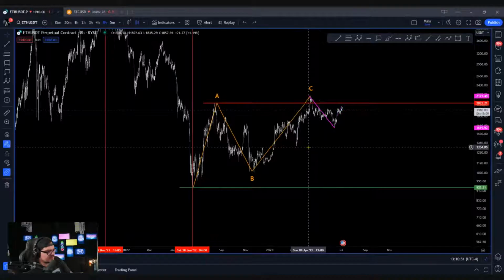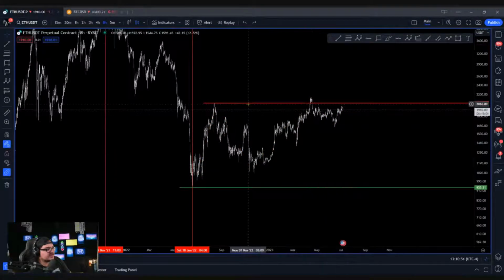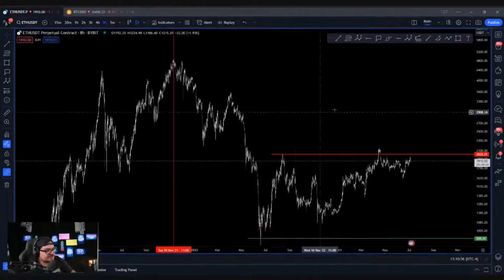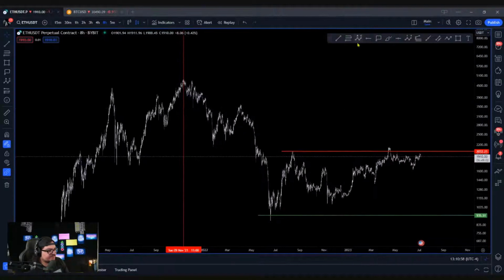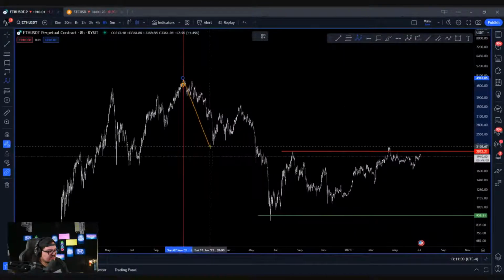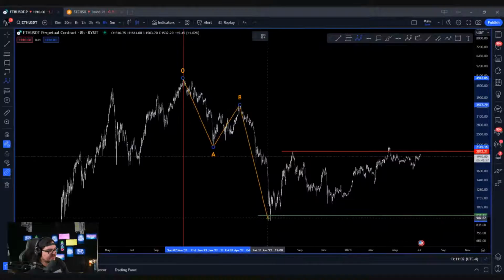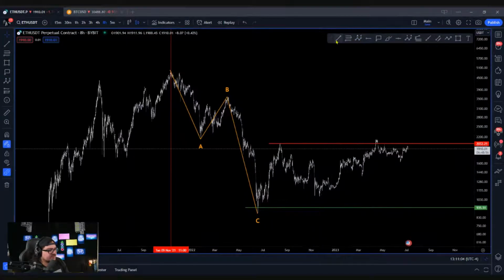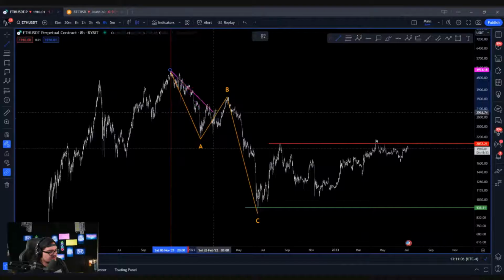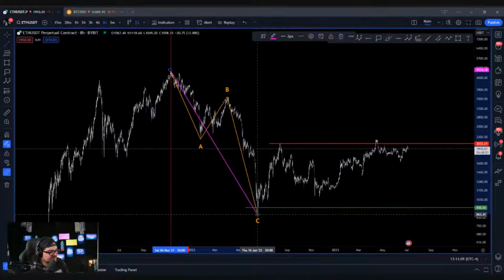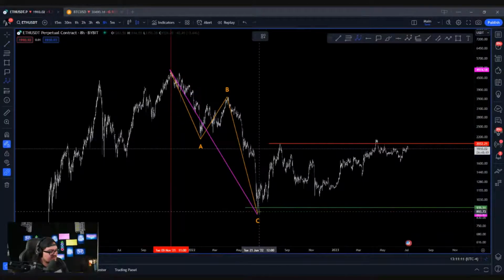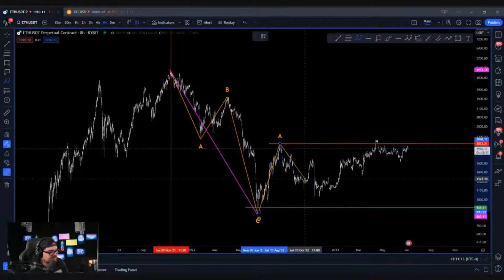That's definitely possible. The bearish case scenario is that the larger ABC I drew in the beginning, actually, I wouldn't say possible end, but the beginning of this bear market is actually part of a larger set of an ABC. So this ABC could become a larger A. We have an ABC here that could become part of a larger B.